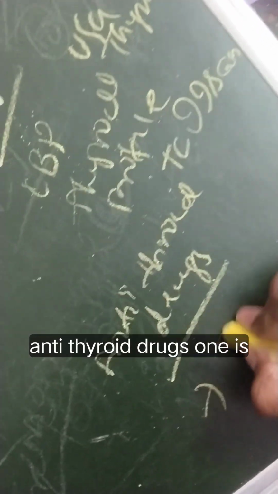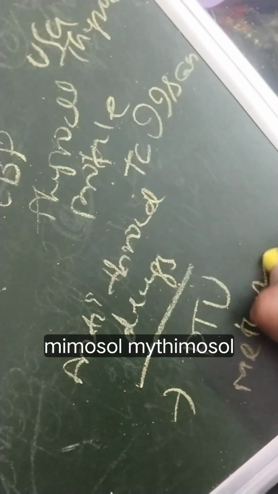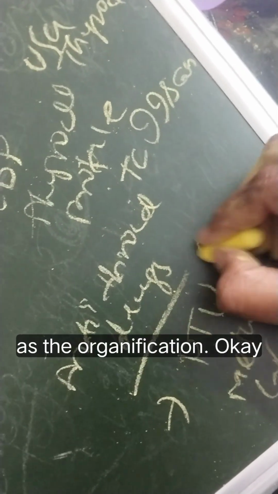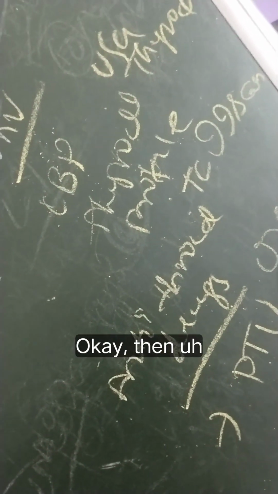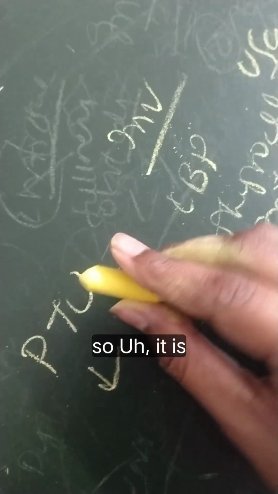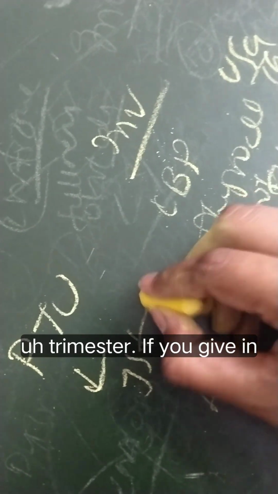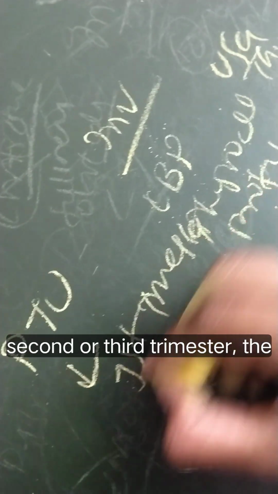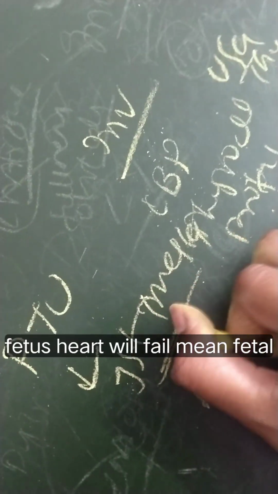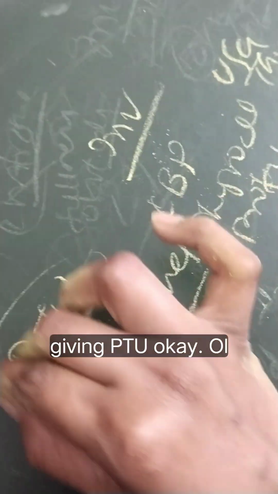Anti-thyroid drugs, what are the anti-thyroid drugs? One is propylthiouracil, another one is methimazole and carbimazole. These act against organification. PTU may cause hepatic failure, so it is only permitted in the first trimester. If you give it in the second or third trimester, fetal heart failure may occur. So be careful while giving PTU.